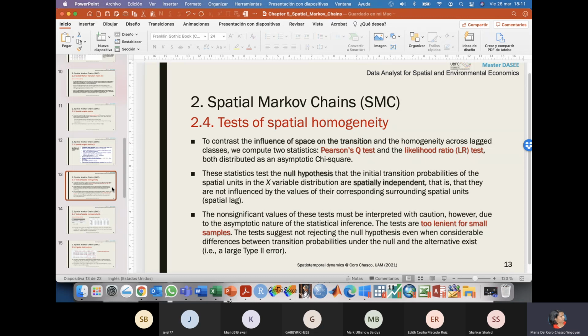So if the correct outcome is to reject the null because you have spatial dependence, and you have a small sample, be careful, because maybe you will tend to accept the null, and consider that you don't have spatial dependence when you really have this effect. Okay, this is the point. When you work with tests, you cannot be like robots, like machines.